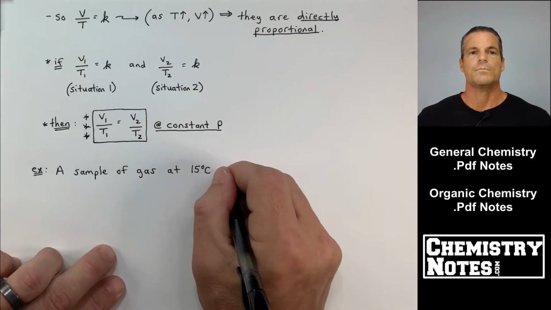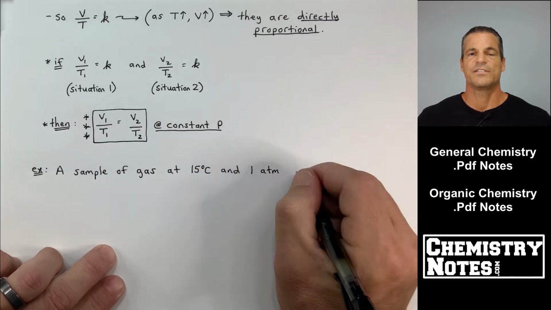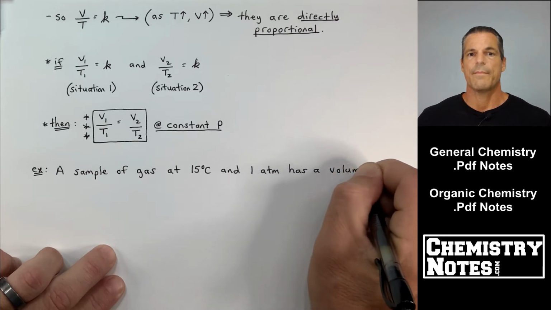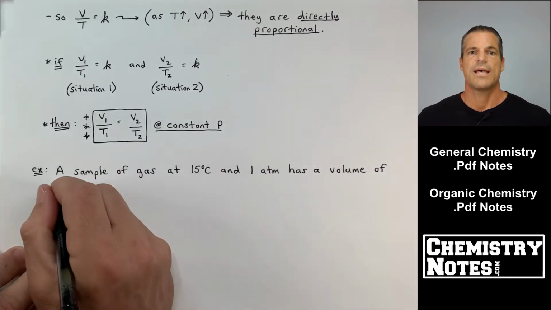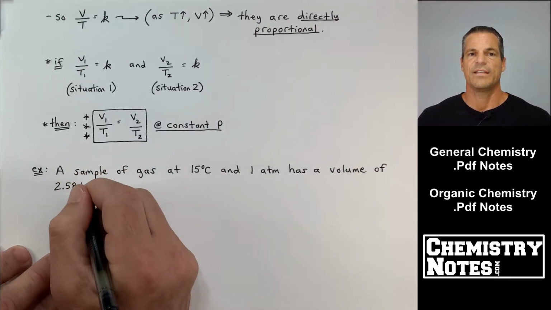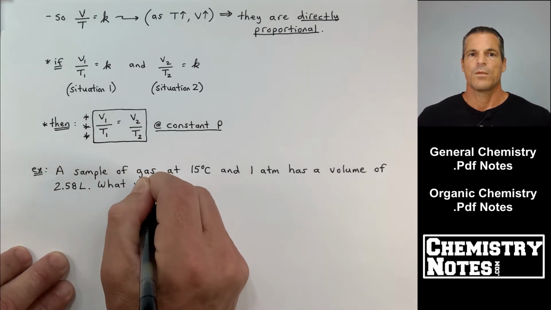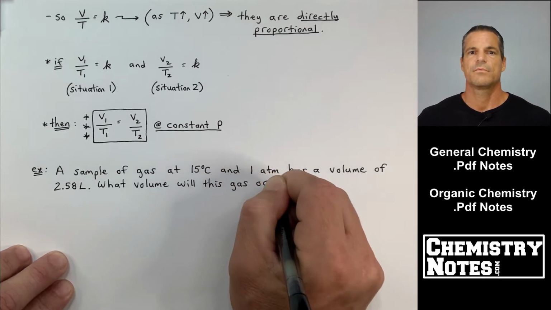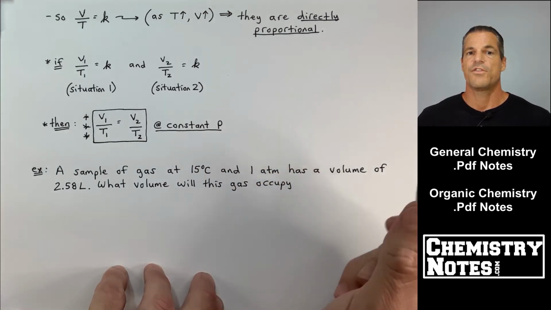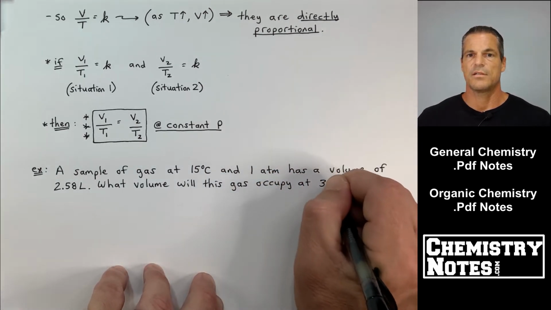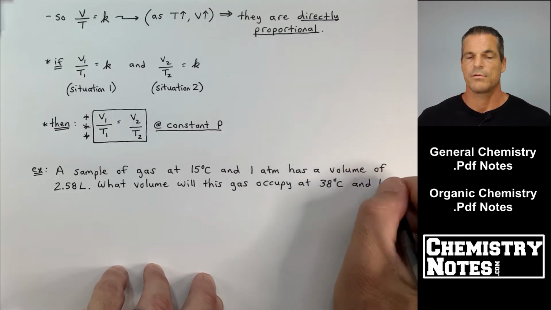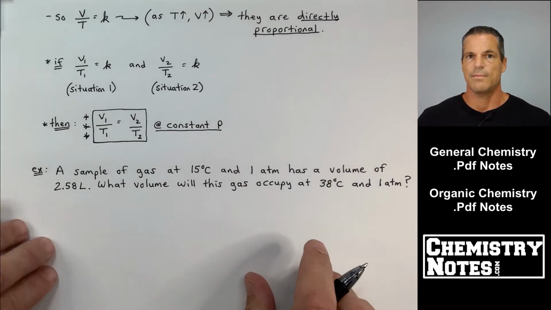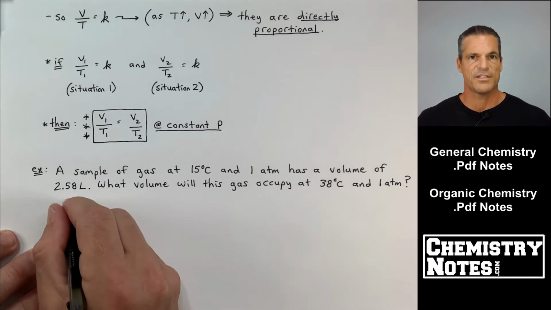Example. A sample of gas at 15 degrees Celsius and 1 atmosphere of pressure has a volume of 2.58 liters. What volume will this gas occupy at 38 degrees Celsius and 1 atm pressure? You notice the pressure stays the same, or in other words, it's constant. That's the condition we need.